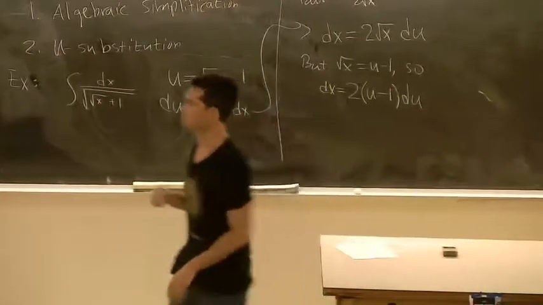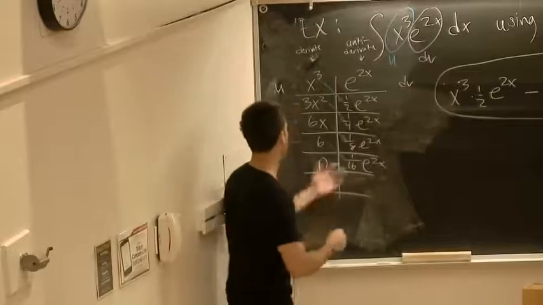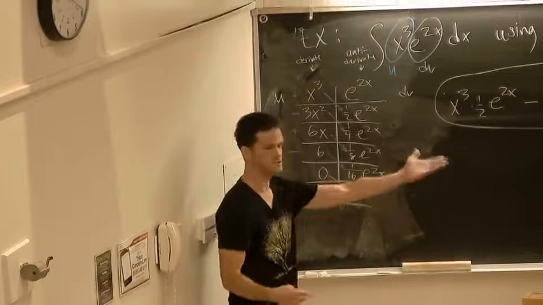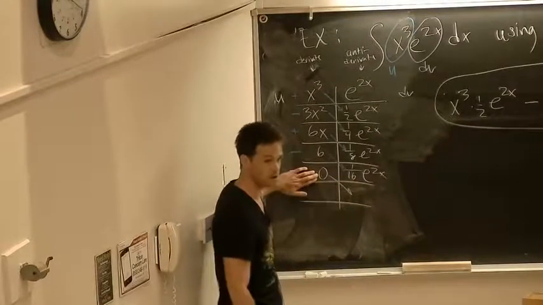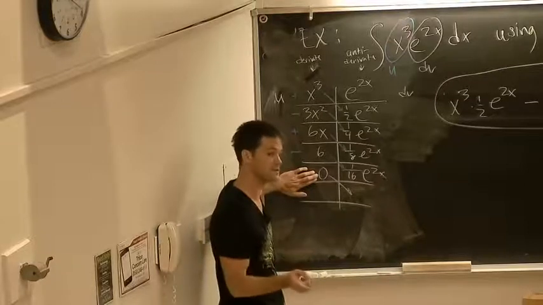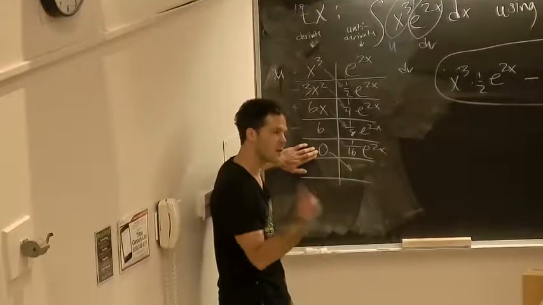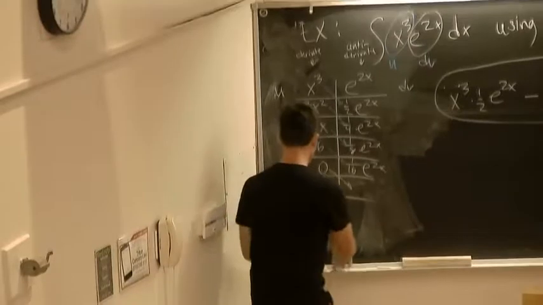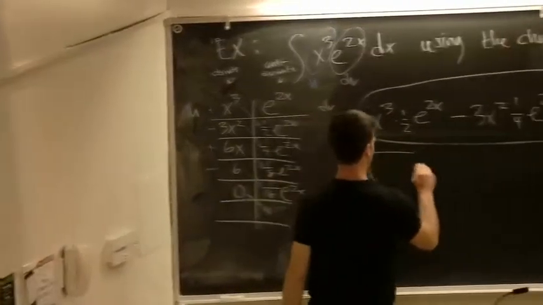You'll notice it only works if I eventually get a 0 right here. I could have kept going, and the next term would have been 0 times the next term, which is just 0. That's why I was able to stop once I got a 0 here. If you never got a 0 there, then you'd never be able to stop doing this. So I'll show you an example right now where you will not ever get a 0.